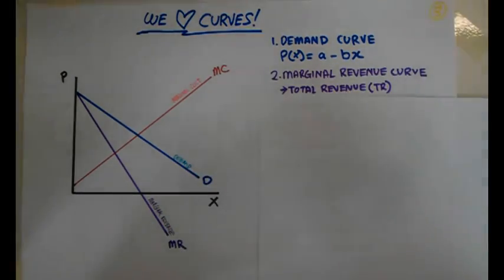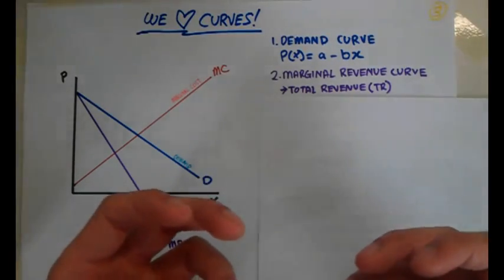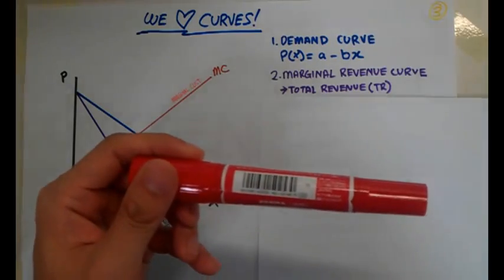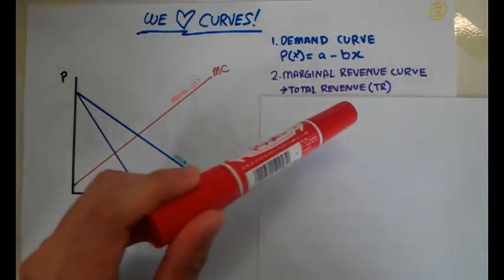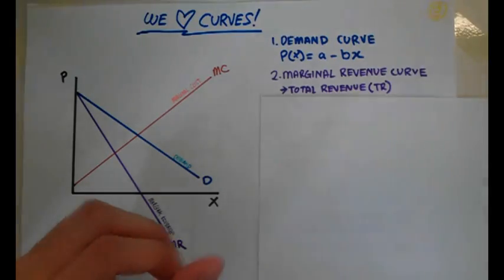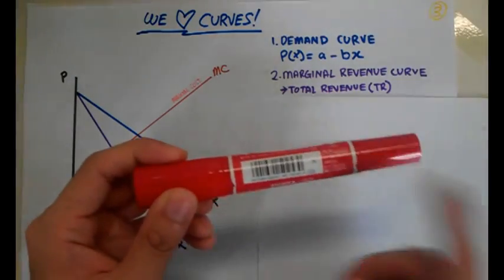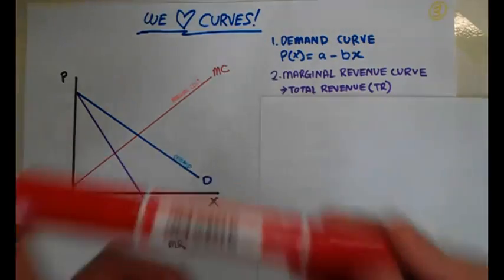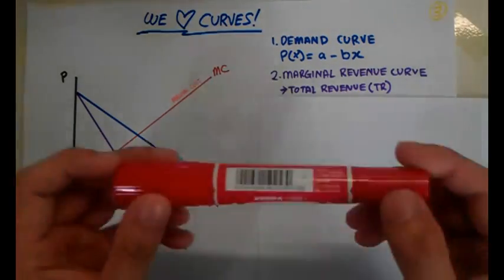First let's find out how to find total revenue. What is total revenue? For example, I'm selling this pen for $5 a piece. So my marginal revenue is going to be $5 every time I sell one pen. If one pen is $5, and if I sell 10 pens, it's going to be $50. That will be my total revenue.